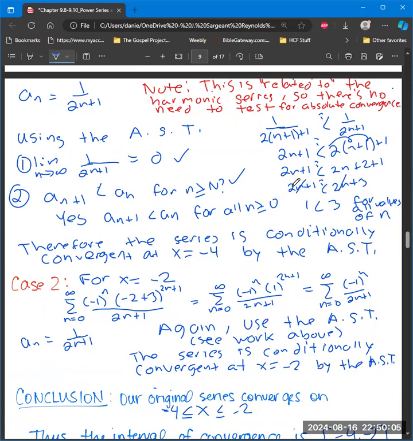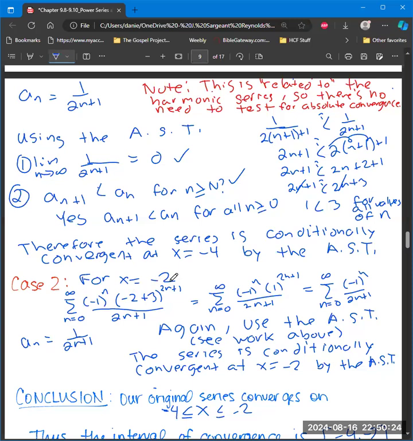Therefore, it's going to be true for all values of n. I just needed it for n greater than or equal to some capital N, but it's good for all of them. So therefore, the series is conditionally convergent at x equals -4 by the alternating series test.